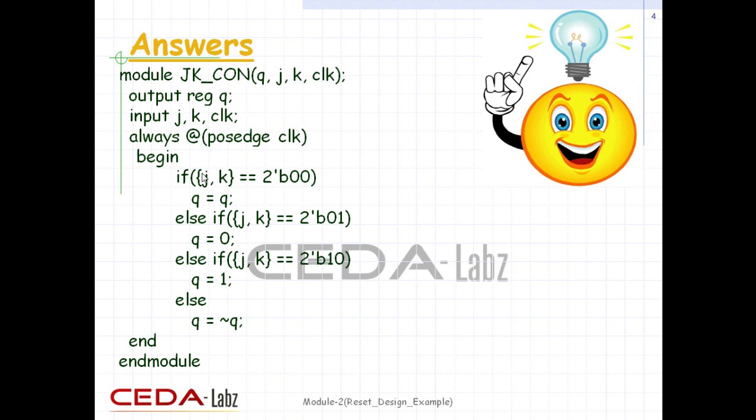As you must know, in JK flip-flop, when both J and K are 0, next state or output Q holds the previous state. When J is 0 and K is 1, output is 0. And when J is 1 and K is 0, output is 1. And when both J and K are 1, previous state toggles. This is what is represented here by the conditional statement if. And finally it is terminated by endmodule.